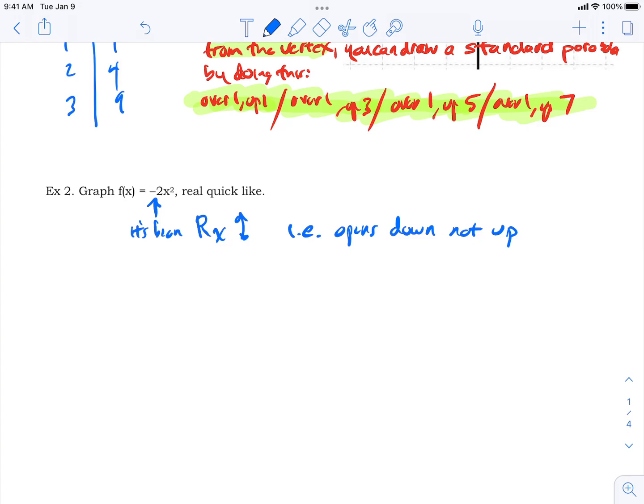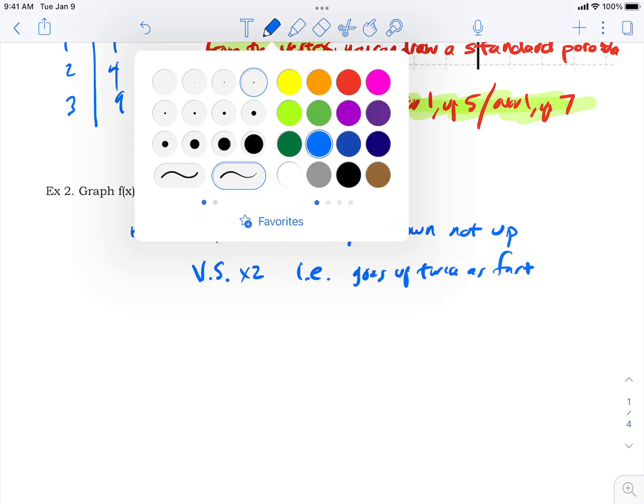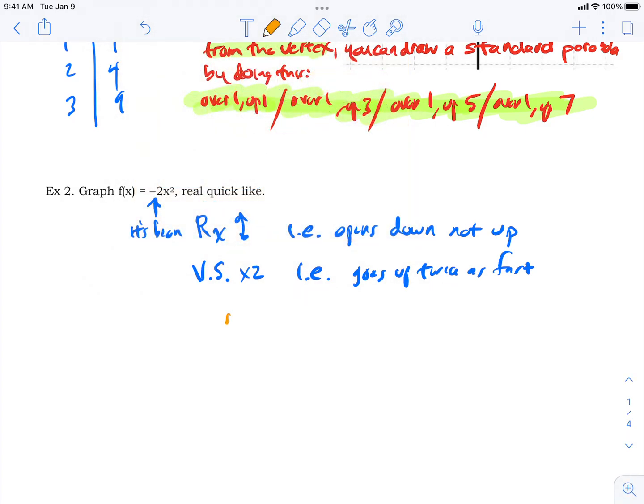So it's negative, so it's reflected. And what else? The 2. The 2 means that it's been vertically stretched by a factor of 2, i.e., it goes up twice as fast. And so what does that mean? Maybe I'll use a different color for this. What that means is we're not going to go over 1 up 1 and then over 1 up 3 and then over 1 up 5. We're not going to do that.